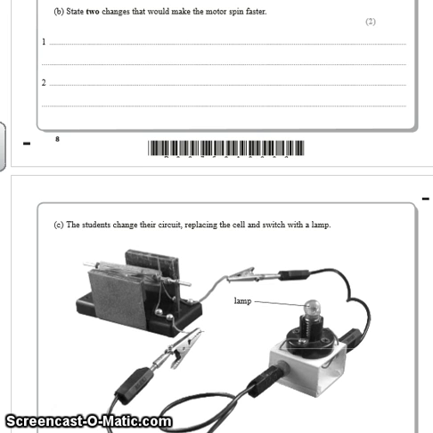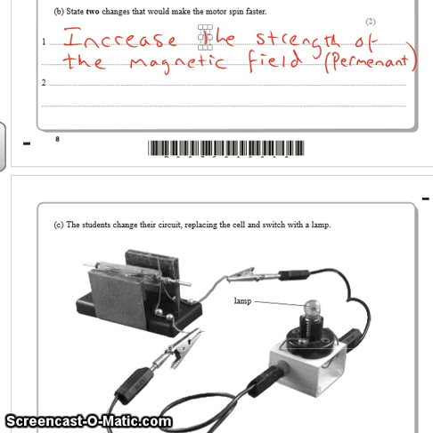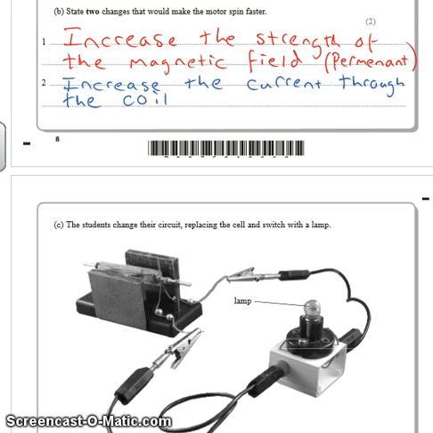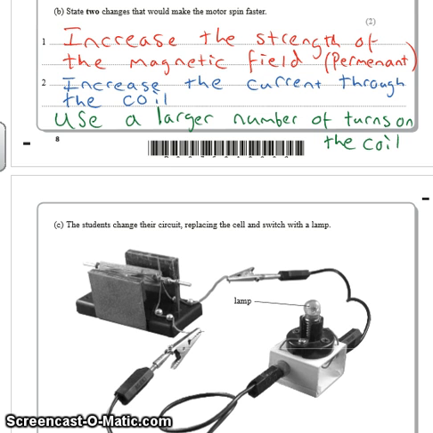And state two changes we could make to make the motor spin faster. Well, the first is to increase the strength of the permanent magnetic field using a stronger set of magnets. We could also increase the current through the coil, which we could do by stepping up the voltage or reducing the resistance, or we could use a larger number of turns on the coil.